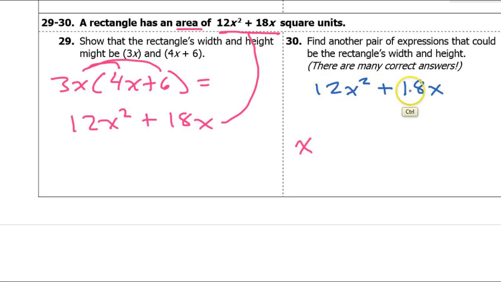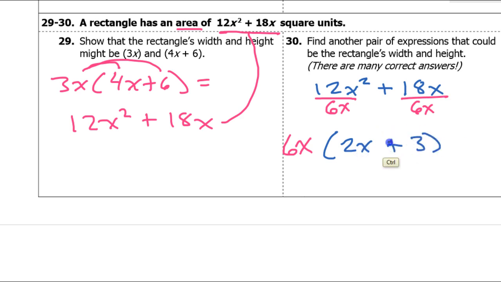They're both divisible by 6. They're not both divisible by 9. So 6 is the greatest common factor. So that means 6x would be the GCF. So if I want to continue factoring, what I need to do is divide by the GCF, and that will tell me what to put inside the parentheses. So this would be 2x plus 3. The x's cancel out.